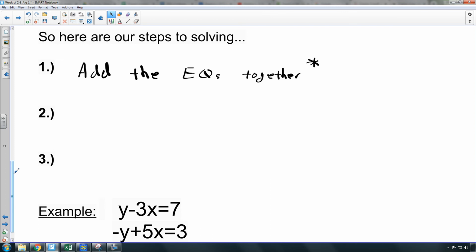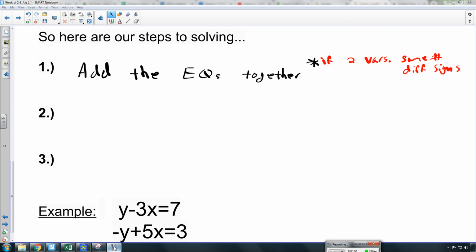Now I'm going to put a little star here. The star means that you can only add them together if they have two variables with the same number and different signs. And if that doesn't happen, that's what we're going to talk about in part 2, tomorrow's lesson, let's say. We're going to talk about how to get there. But for now, we'll just deal with the red ones, if that makes sense. So that's kind of where we're at.